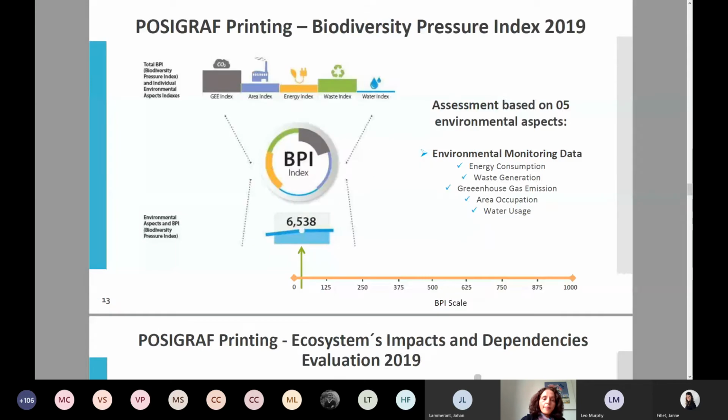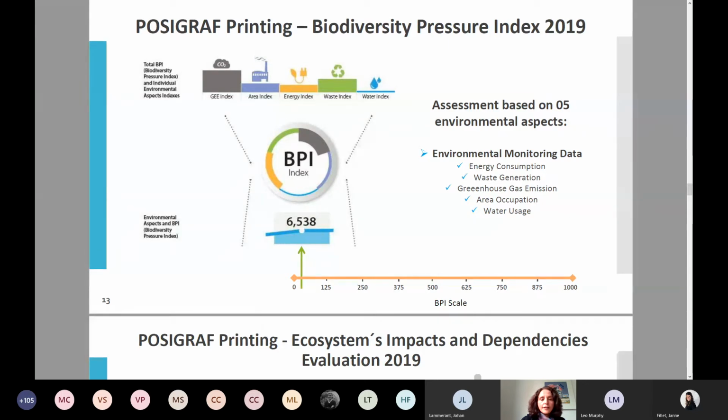So how do we measure? I'm not going to go into a lot of technical details, but basically we calculate energy consumption, waste, greenhouse gas, area occupation, and water usage. And this is the concrete information for the Biodiversity Pressure Index for Posigraph in 2019. This is measured every year, but I took 1 year here for you to understand. So Posigraph's BPI is 6.50.